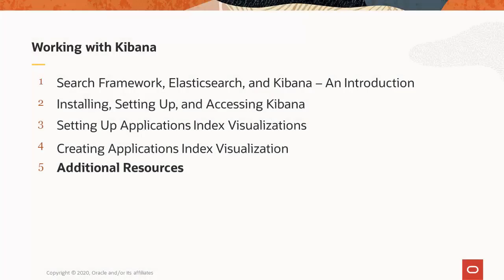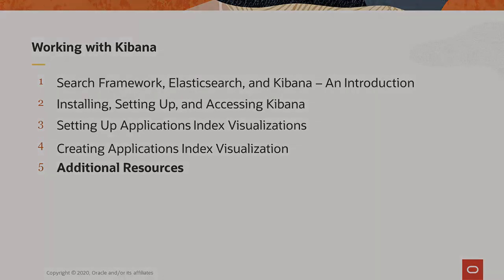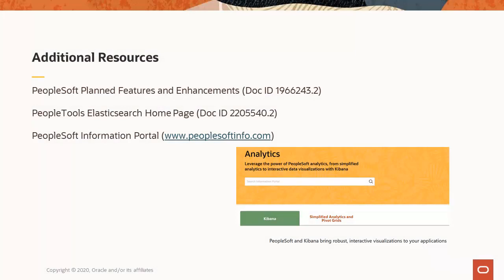Before we complete this session, let's have a look at the various sources of additional information available. The PeopleSoft planned features and enhancements on My Oracle Support will include upcoming application dashboards and visualizations. The Elasticsearch homepage includes installation documentation and implementation documentation for PeopleSoft Search Framework, including Elasticsearch, links to PeopleSoft application updates and fixes required for implementing Elasticsearch, troubleshooting, and support documentation to assist with the installation and implementation.